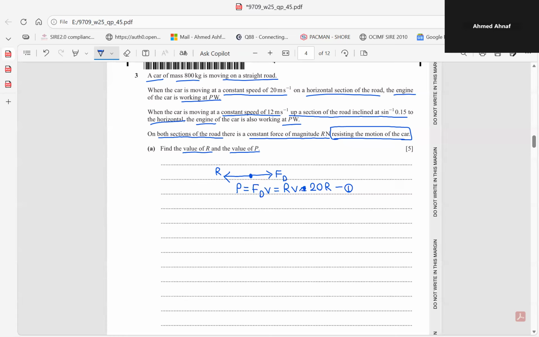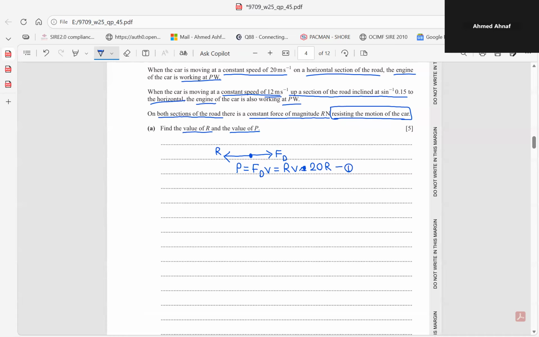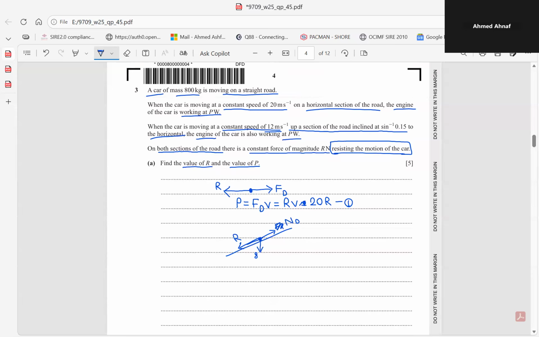Now, we're told that the car is moving at a constant speed of 12. So this is the second scenario. It goes up a section of road inclined at sine inverse 0.15. For the inclined section, there's also the driving force. Actually, let me use a different letter so I don't confuse this. Let's call it Nd as the driving force. There's also the constant resistance of R. And this time you also need to take into account the weight of the car, which is 800 g.